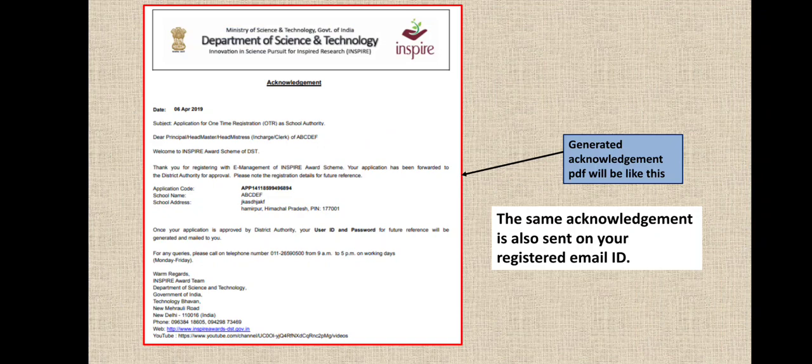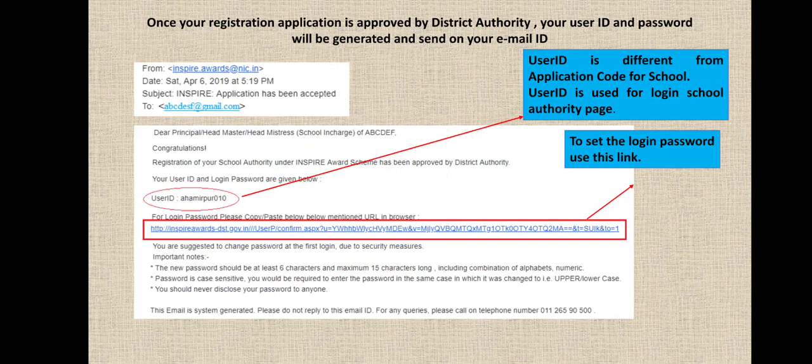Once this process has been done, a district authority will approve it. Once the district authority approves this registration form, a mail will be received in the email ID which you gave during registration. In this mail you will get a user ID, which is different from the application ID, and a password link. We need to click on this link to generate the password.